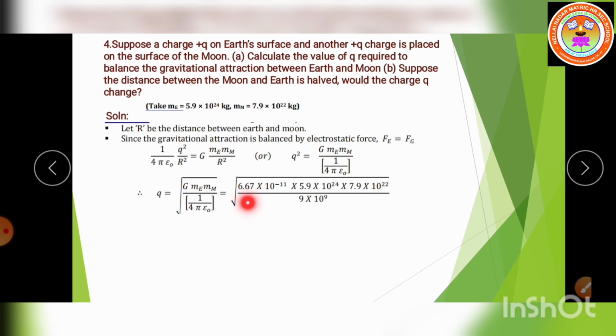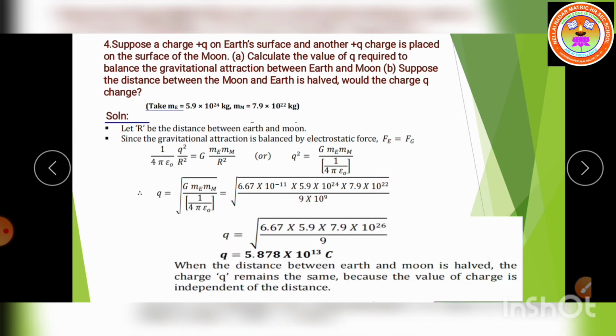So substitute the value of G, 6.67 into 10 power minus 11, 5.9 into 10 power 24, 7.9 into 10 power 22, divided by 9 into 10 power 9. If you do the calculation, we get the answer Q is equal to 5.878 into 10 power 13 Coulomb.